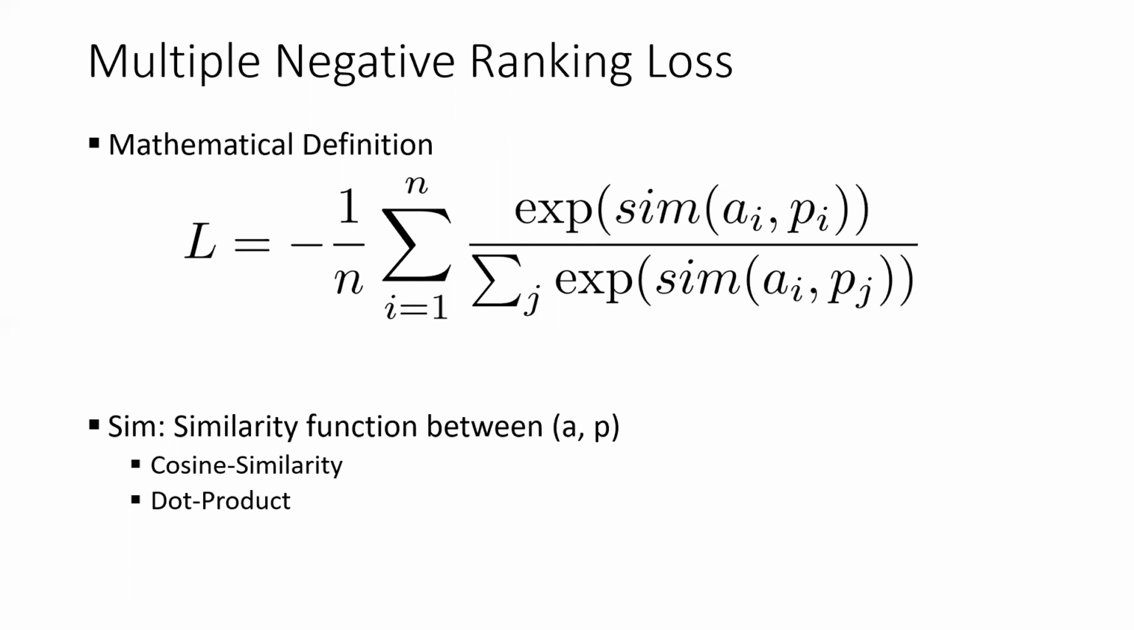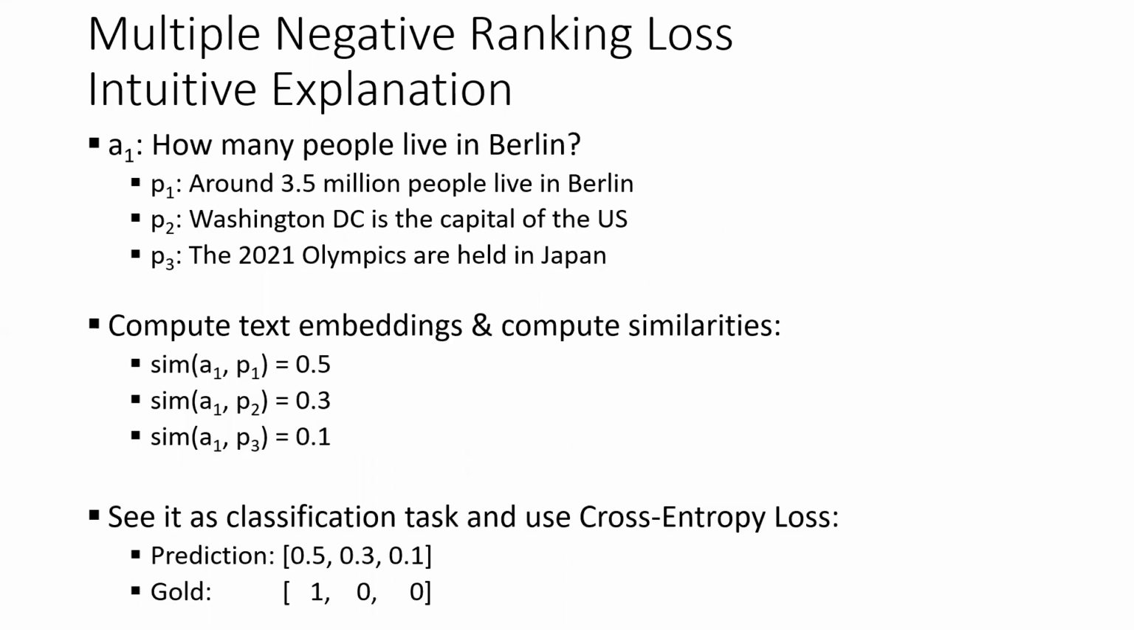And as similarity function, we're flexible in what we want to use. The most common selection for similarity function is the cosine similarity between two vectors, or the dot product between two vectors. So here's a more intuitive explanation for this loss.